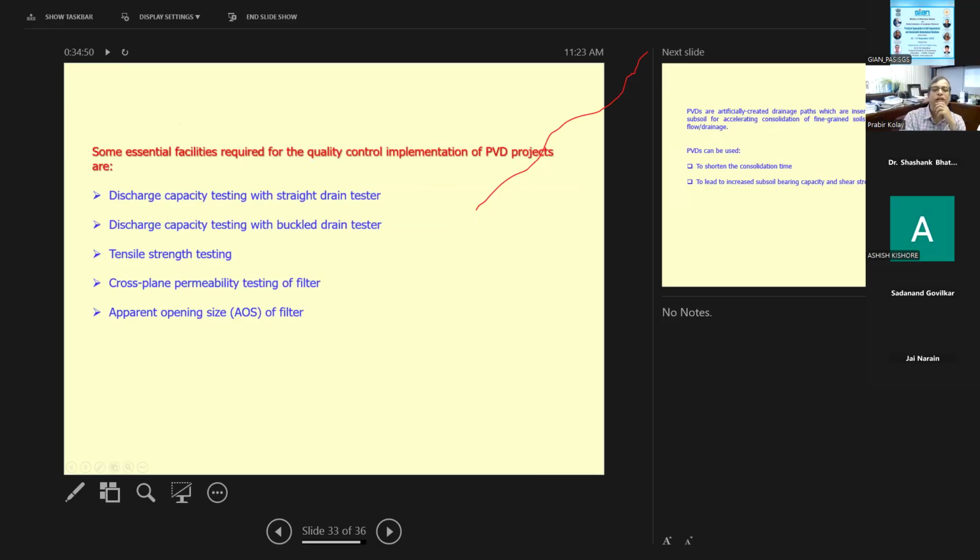So some essential facilities required for the quality control implementation of the PVD project: discharge capacity testing with the straight drain tester; discharge capacity testing with the bulk drain tester; tensile strength testing; cross plane permeability testing of the filter; aperture opening size of the filter. So all these things need to be checked after installing this PVD. Okay.